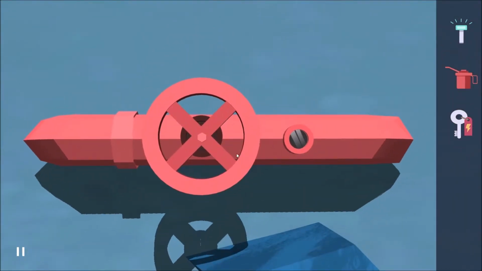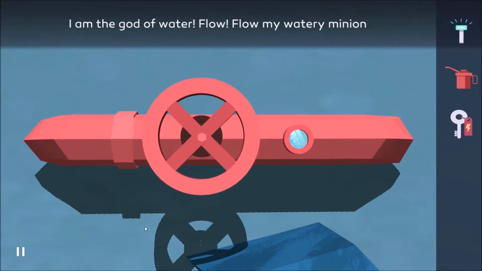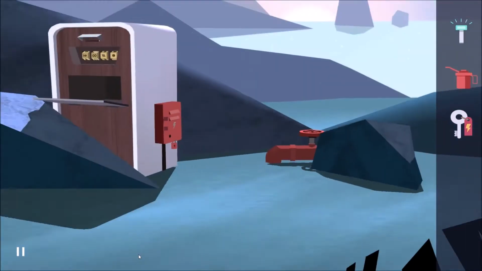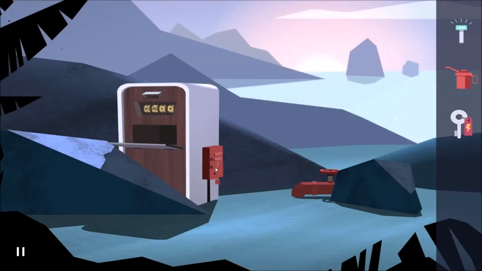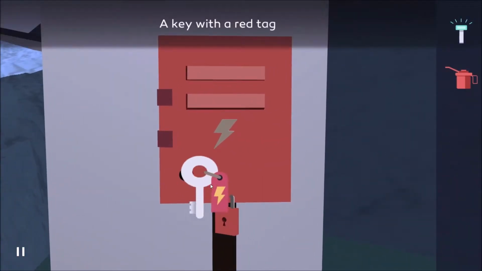So let's turn on the water here. I am the god of water. Flow, flow, my watery minion. Wait. This has got to be the electrical key, right? Same symbol.